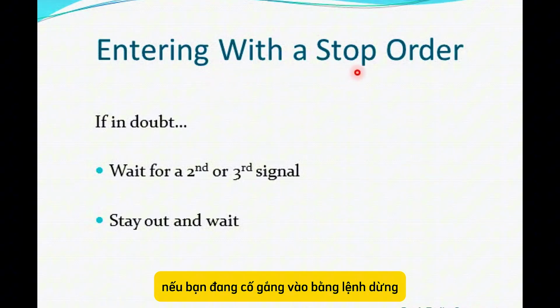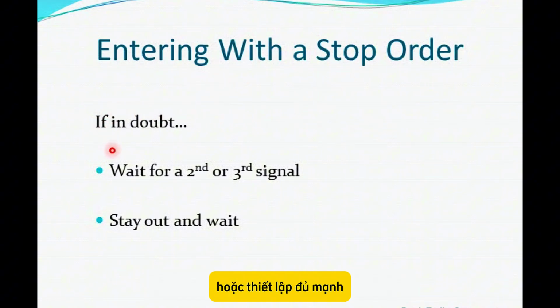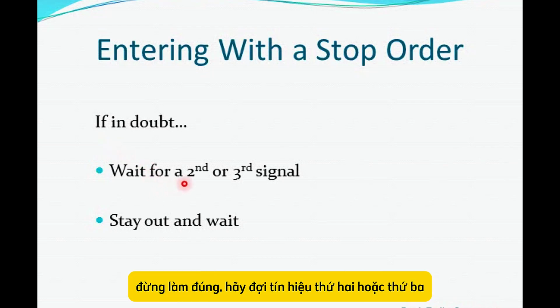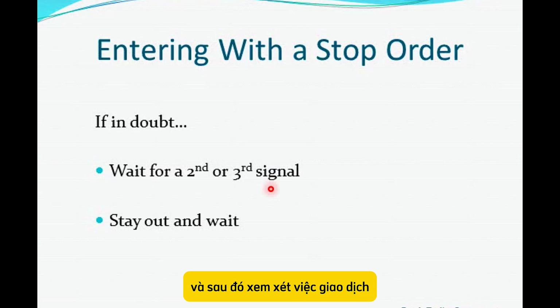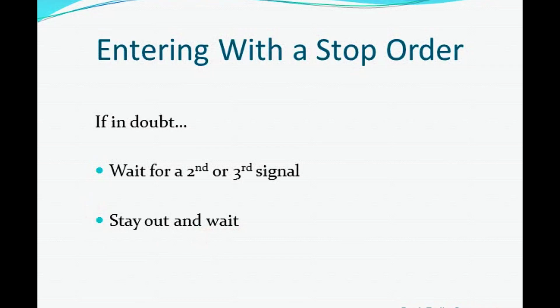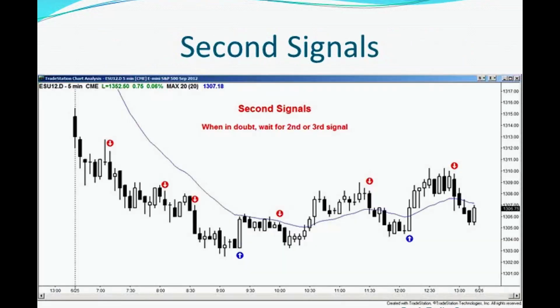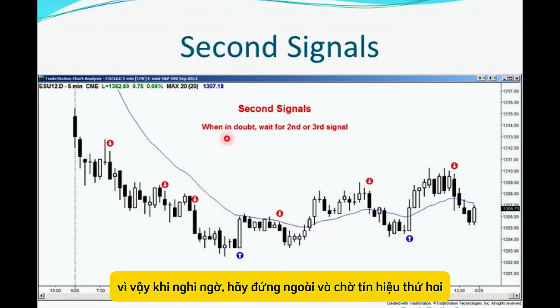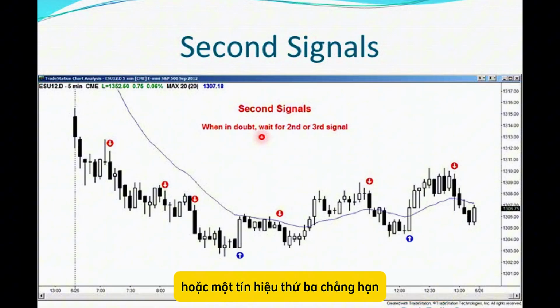If you're trying to enter with a stop order and you're doubtful about whether or not the signal or setup is strong enough, don't take it, right? Wait for a second or third signal and then consider taking the trade. So it's, when in doubt, always stay out. So when in doubt, stay out and wait for a second signal or a third signal.